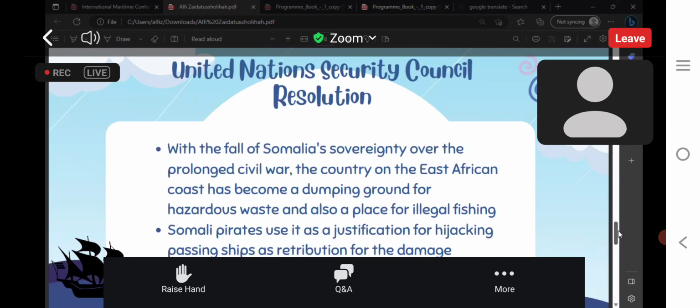The resolution is United Nations Security Council Resolution 1918, which was adopted in 2010.